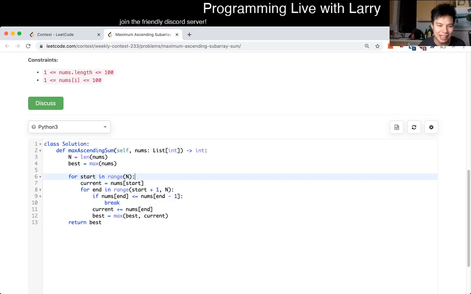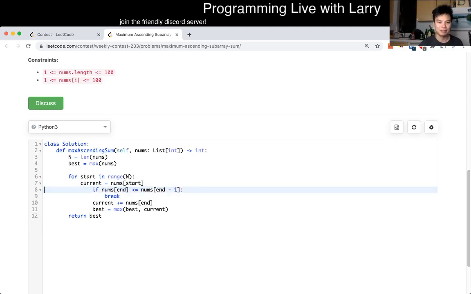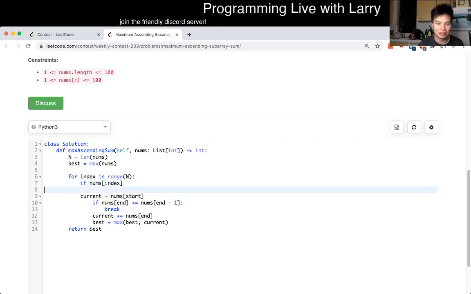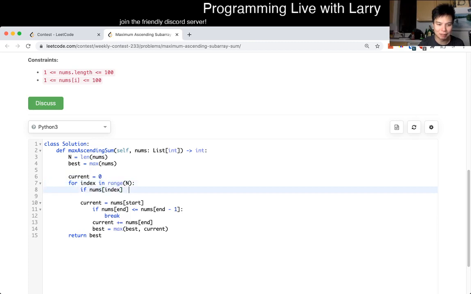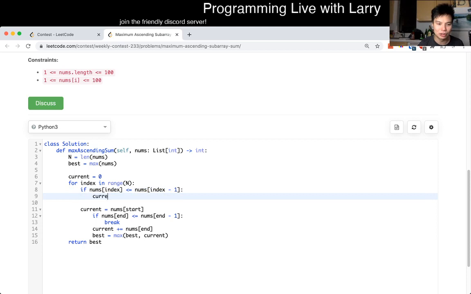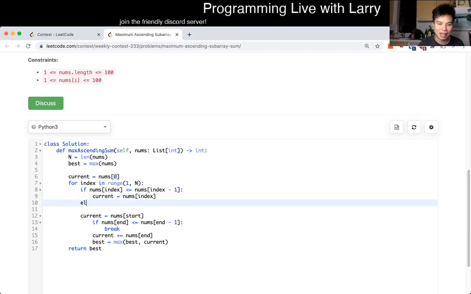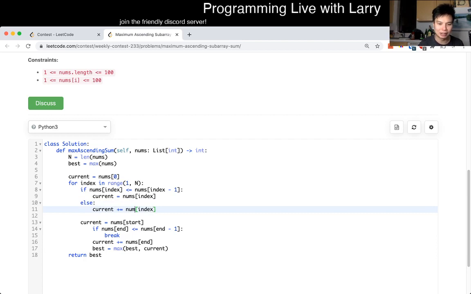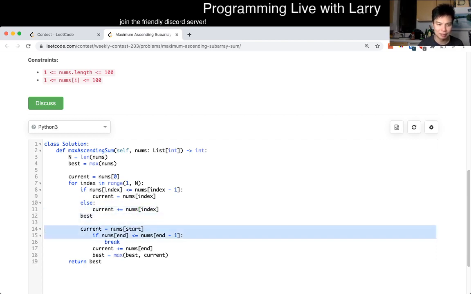So if I were to write it again, I would maybe write something like: current is equal to zero. If the previous element is bigger than nums at index, then we set current equal to nums at index. Let's also start from 1, with nums at 0, which I think this already handles. And then else, we add it to current, and then we take the best of this, right? I think this should be good too.